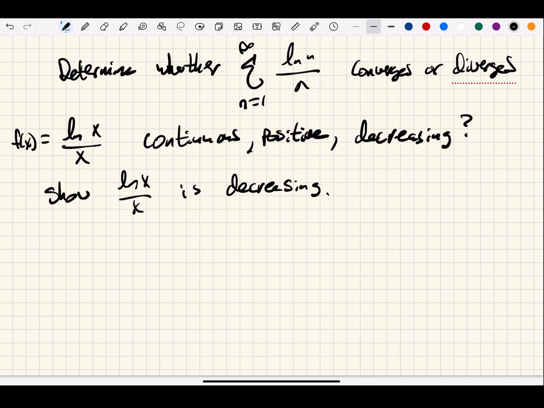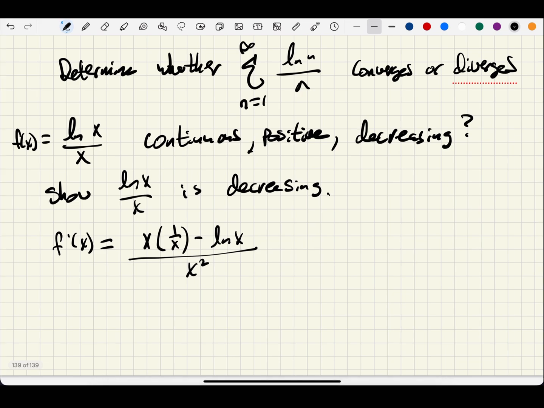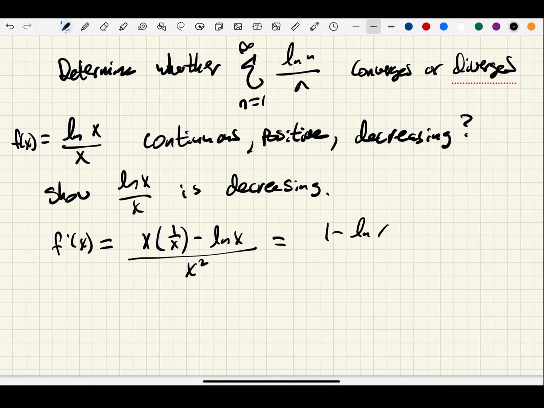Exactly. If the first derivative of this thing is negative, then what do you know about the function itself? Yeah, that's the best way to determine if something's decreasing, isn't it? Okay, so let's find that out. So, f prime of x. Well, I've got a quotient rule, don't I? So I've got x times 1 over x minus natural log x over x squared. Let's see, well, that's 1 minus natural log x over x squared.